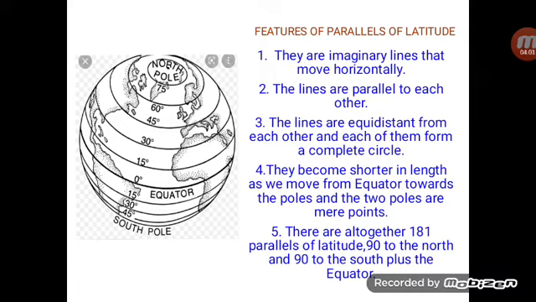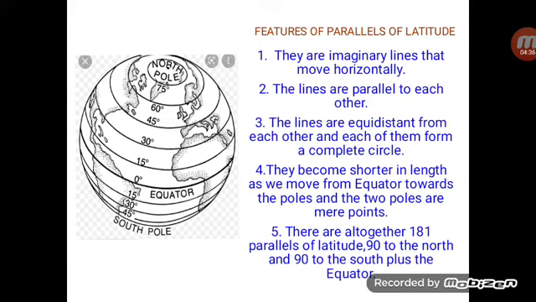Fourthly, they become shorter in length as we move from the equator towards the poles, and the two poles are mere points. What does this mean? That they are all becoming shorter in length as we move from the equator to the pole. Why? Because the shape of the earth is a sphere. So these circles are getting smaller and smaller as we move towards the poles, till they become just mere points at the two poles. So the North Pole and the South Pole are not circles but mere points.